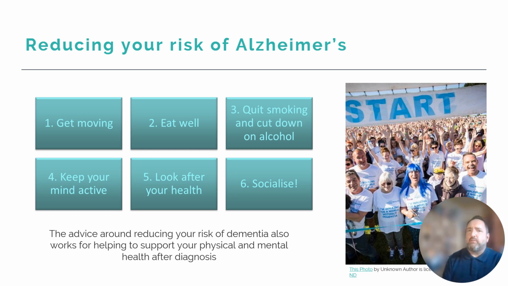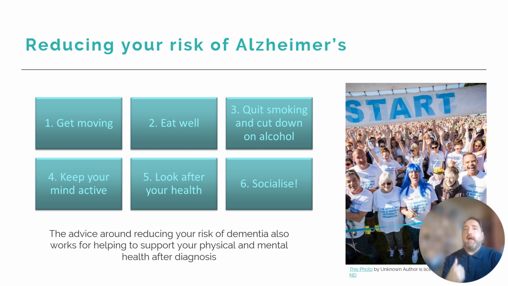Second one is eat well. There is some evidence that the Mediterranean diet is really helpful. So again, oily fish, lots of vegetables, all those things that we know we should be eating, rather than popping back into the fast food stuff that we know. But again, moderation. Third, quit smoking and cut down on alcohol. We know what that links back to, it reduces again that risk of those cardiovascular issues. And if you need help with any of those, first port of call is your GP, but most of your local councils will have smoking cessation and alcohol reduction support as well.